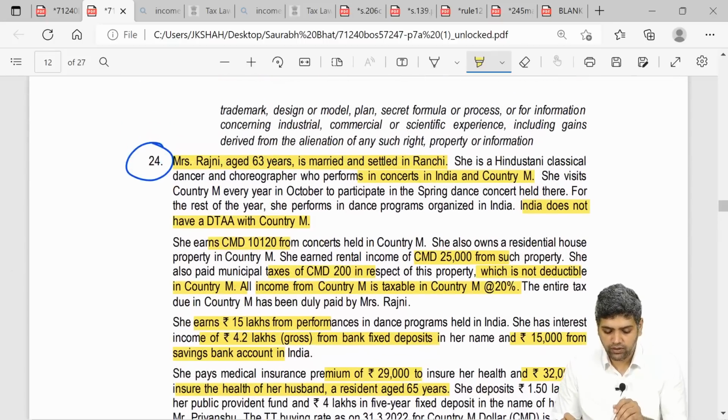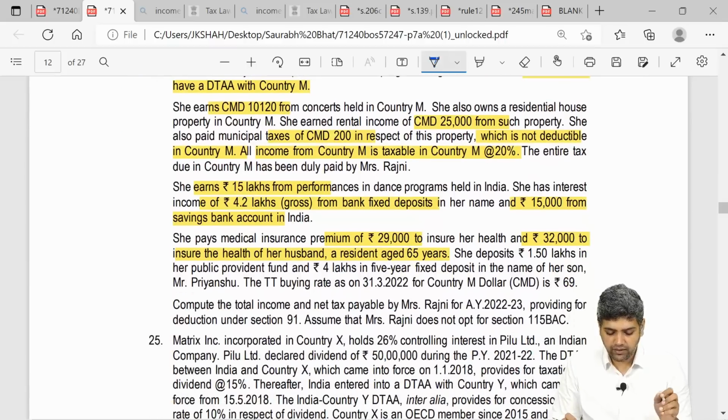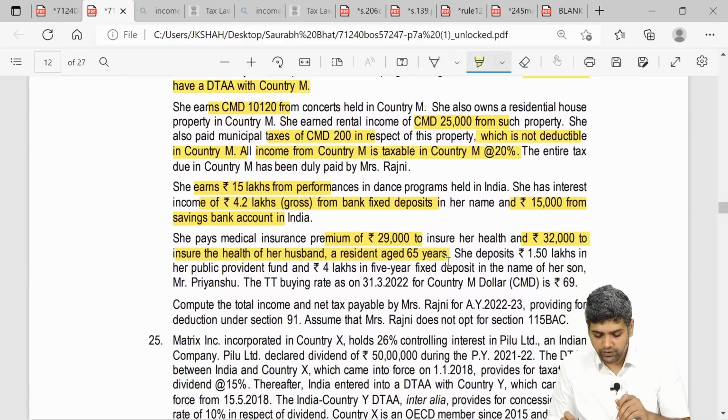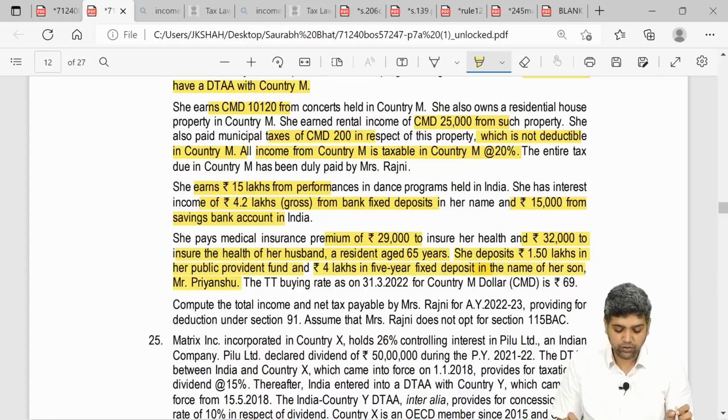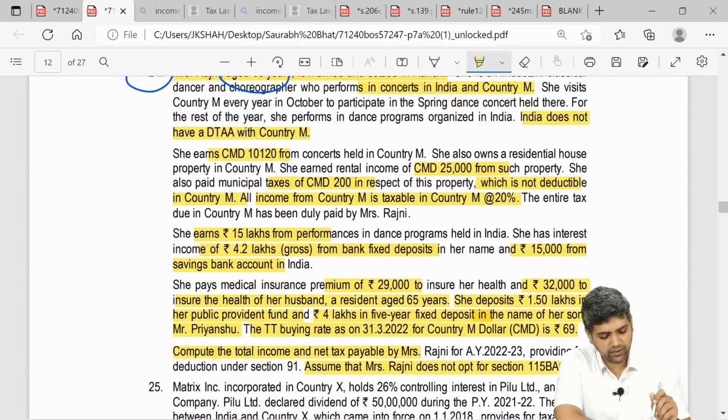Mrs. Rajni also is 63, so both are Indian senior citizens. She deposits 1.5 lakhs in public provident fund and 4 lakhs in 5-year fixed deposit in the name of her son, Mr. Priyanshu. The TT buying rate on last day of the year is 69 rupees for $1. Compute total income and net tax payable. Assume that she does not opt for 115 BAC. So the deductions have to be considered.